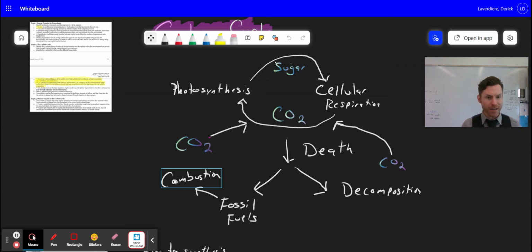Okay? And so you combust it, you break it down into its components, and energy is released, and we see fire as energy, the heat, the light, that's all energy, right? But also CO2, the carbon, is released as gas. And so it makes its way back into the atmosphere to get back into this cycle. Okay? So this is our carbon cycle model. It covers photosynthesis, cellular respiration, decomposition, combustion. Okay?